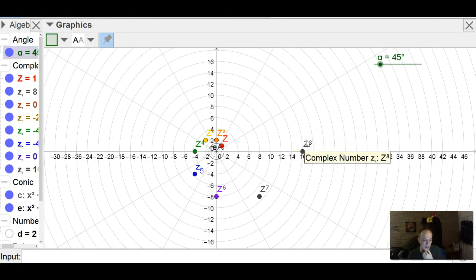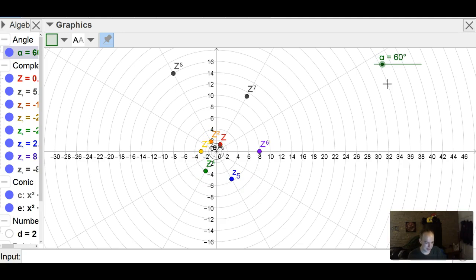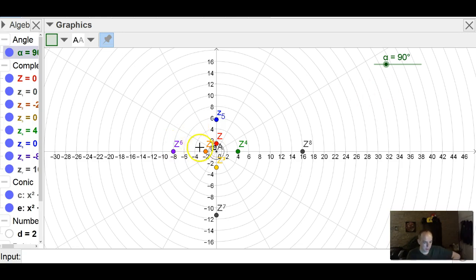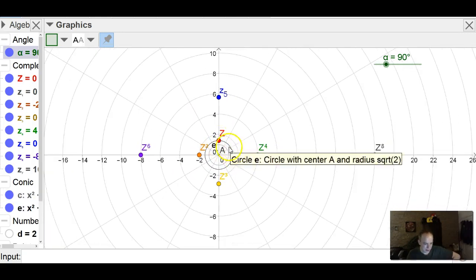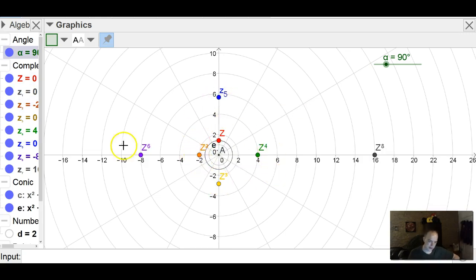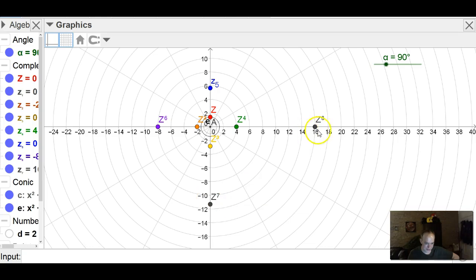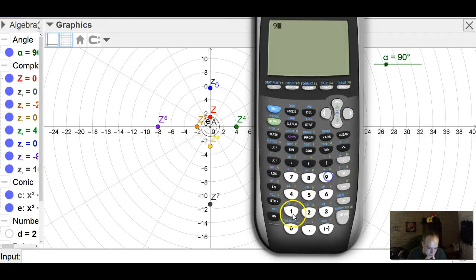All right, I'm going to keep going with the angle. Look at all this room I've got on my slider. Let's see if I can find another number. As I increase the original angle of z, I'm rotating, and z to the 8th is getting bigger and bigger and bigger. Oh, look, when the original angle of z was 90, I did z squared, z cubed, z to the 4th, z to the 5th, z to the 6th, z to the 7th, all the way down here, and then z to the 8th, back to 16. So 90, let's see, what's 90 times 8? That's 720. So I made it to 360, I made it to 720. That's going to give me another root.